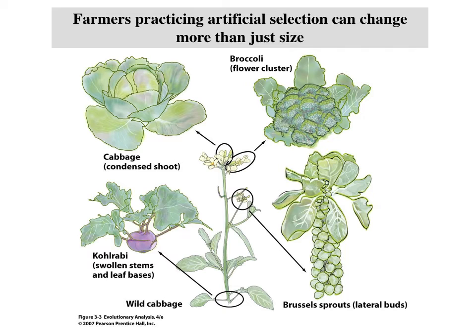If you select for a lot of carbs in the flower cluster, you get broccoli or cauliflower. If you select them for carbohydrate deposits in the lateral buds, you get Brussels sprouts. If you do it in the shoots, you get the cabbage. If you do it in the stem and the leaf base, you get kohlrabi. And so we can take one single plant, and even within one single plant, depending on what parts we're selecting for, we can create dramatically different forms.